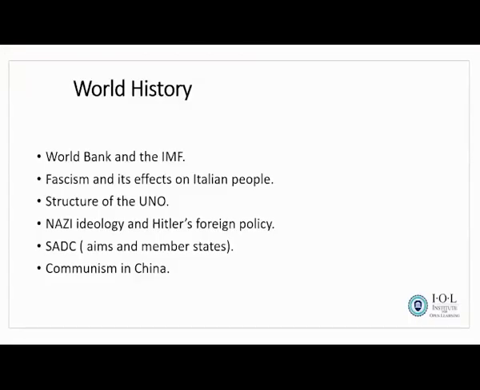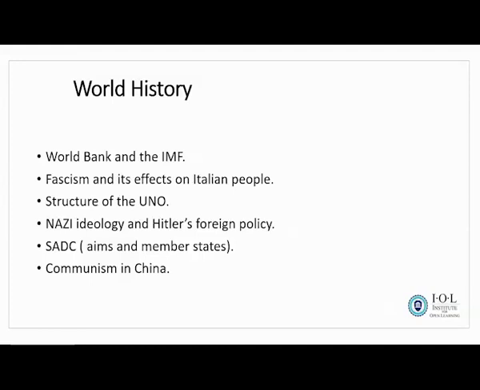Okay, welcome to World History. The most problematic but easiest. It's just that students never pay attention to it. So in world history, you must know the agencies, one of the agencies of the United Nations organizations. Most of the time, you'll be asked when the World Bank and the IMF were established.